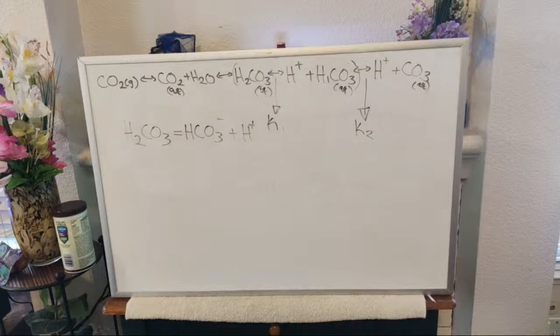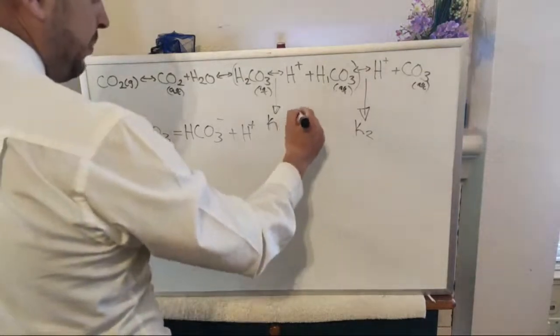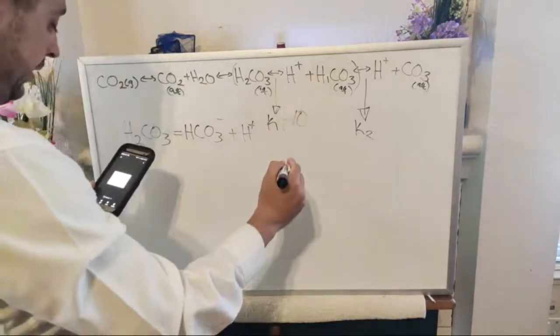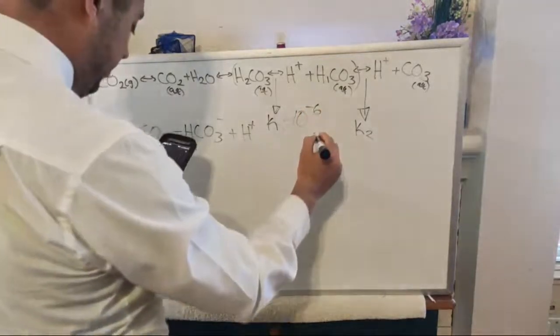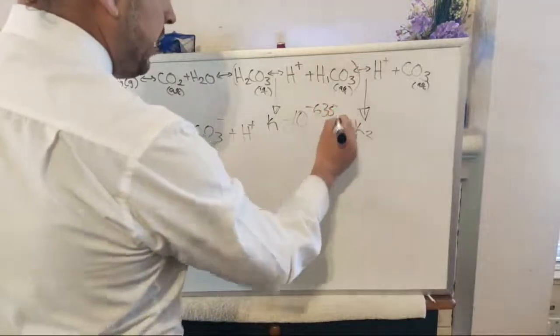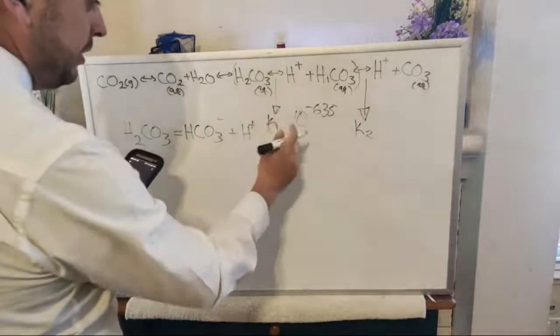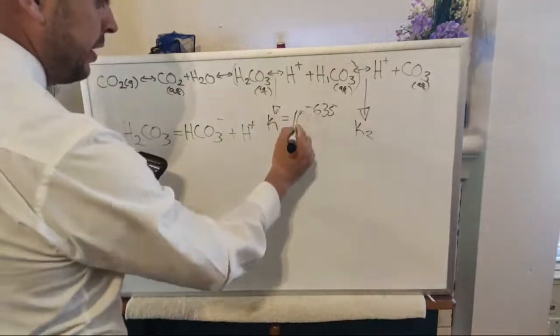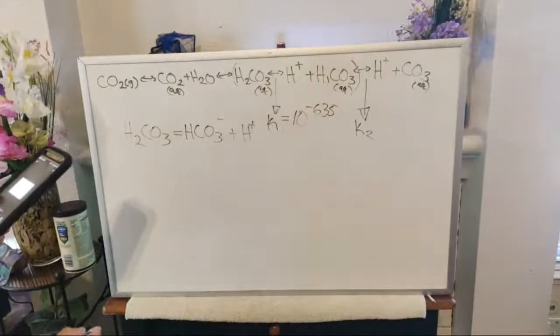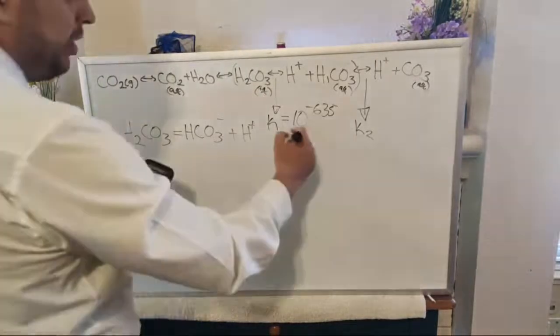Did I write that right? Oh yeah. So the K value for this one is 10 to the minus 6.35. You have to look it up in a chemistry book. And remember, this is all on the back of the book.